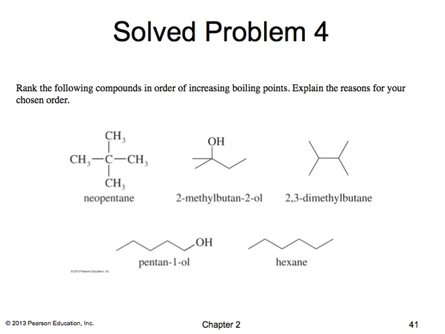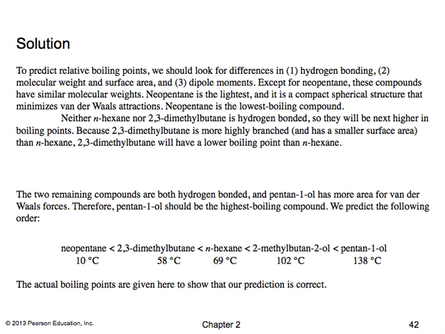So let's look at another problem, problem 4. Rank the following compounds in order of increasing boiling points. Explain the reasons for your chosen order. Here are the molecules you want to rank. Here's your solution. To predict the relative boiling points, we should look for differences in 1. hydrogen bonding, 2. molecular weight and surface area, and 3.